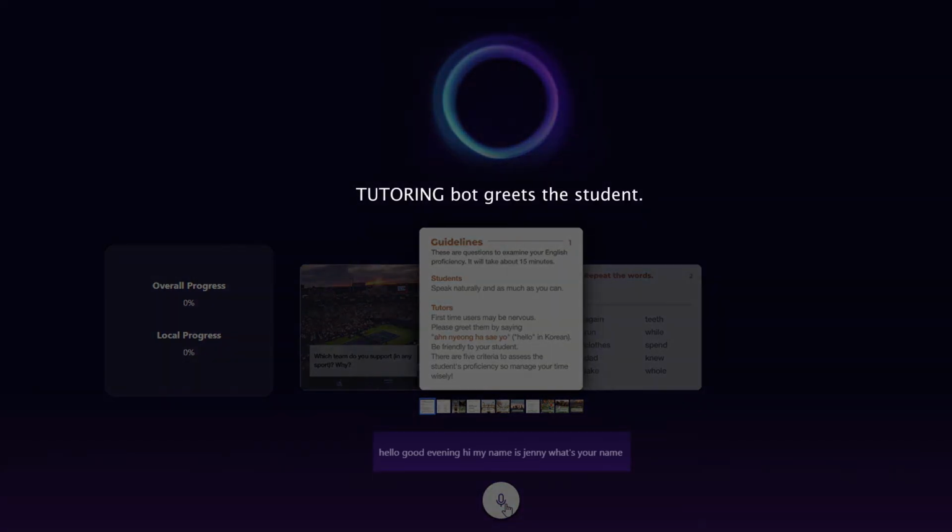When the session starts, the tutor greets the student by saying hello.